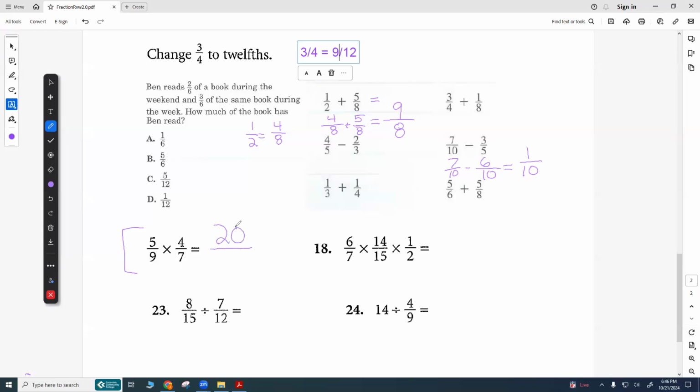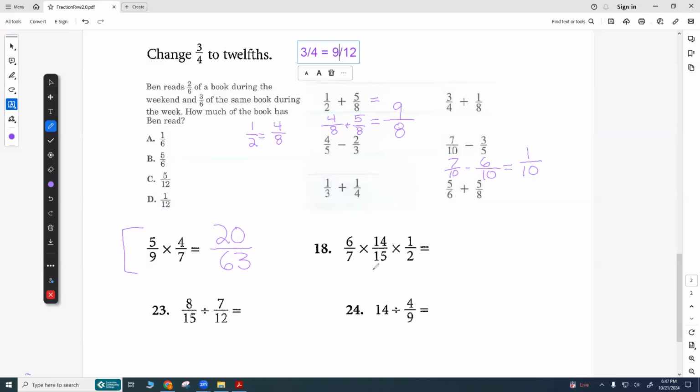5 times 4 is 20, and 9 times 7 is 63. Then I'd have to figure out if that's reduced. I think I cannot reduce that anymore. Let me see. 20. Yeah, I'm thinking no, especially when you have an odd number in the bottom, unless it's kind of a funky famous odd number, like has a 5 or something. So once again, just multiply your numerators, multiply your denominators. It works just the same if you have 3 numbers instead of 2 numbers.